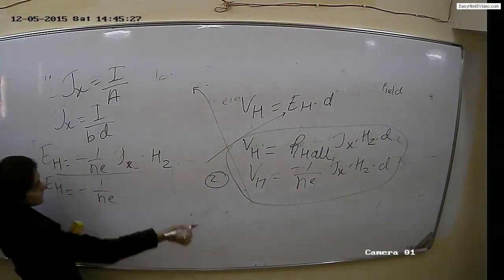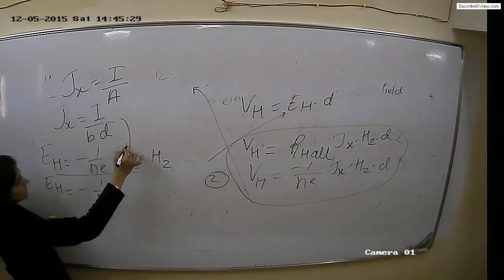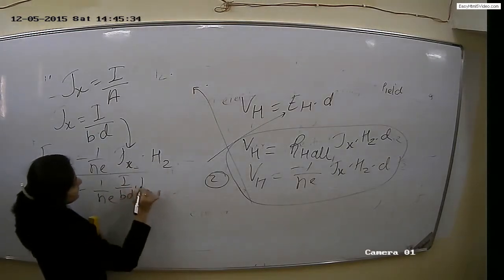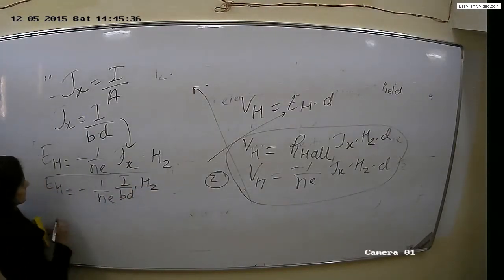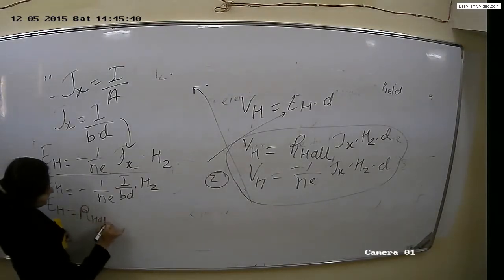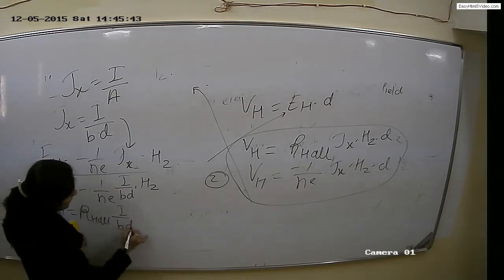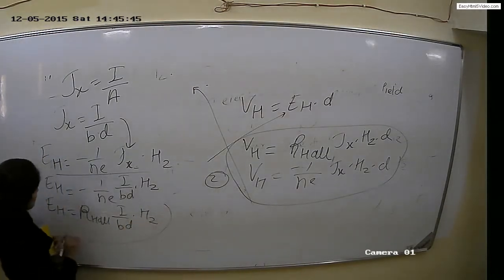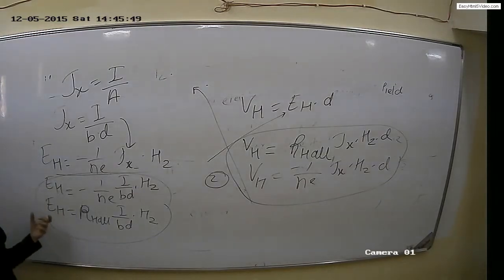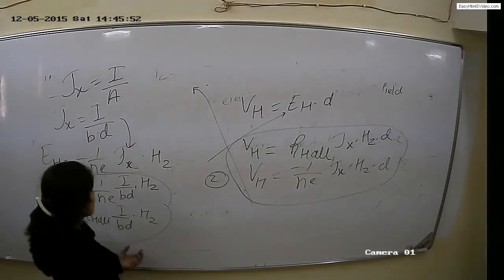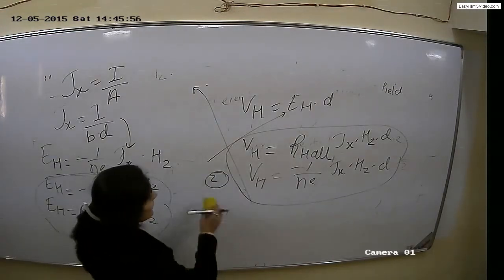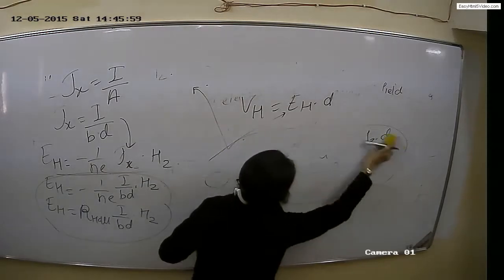This relation we have already derived. So substituting the value of Jx here, we get minus 1 upon NE, I upon BD into Hz. It can also be written as R Hall I upon BD into Hz. This is another relation for Hall electric field. Similarly, we can substitute this value of EH in this relation.